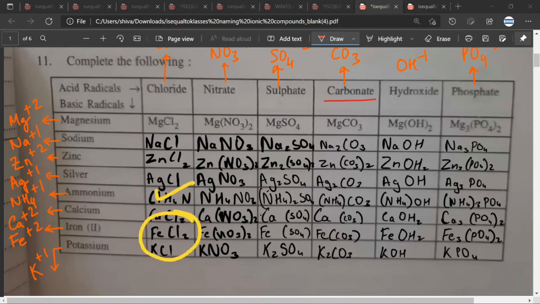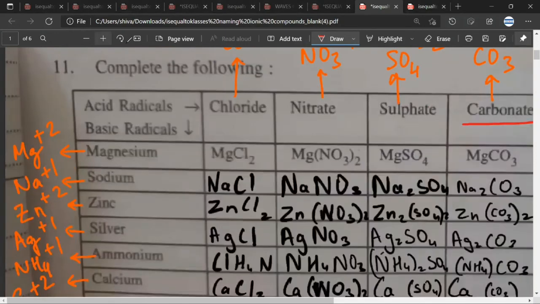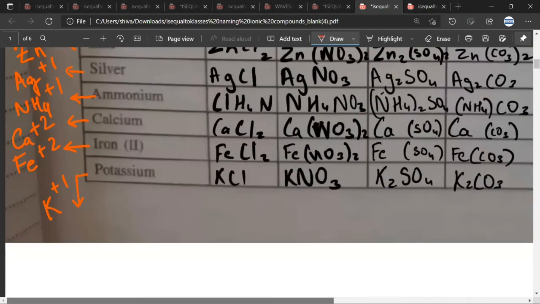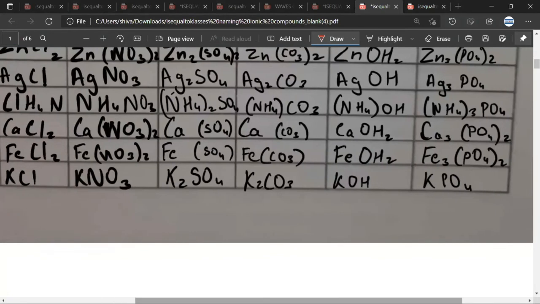FeCl2, correct. Fe(NO3)2, correct. Fe(SO4), correct or incorrect, Mr. Satya? So there shouldn't be the brackets. This is the only small thing that you need to take care of. In the final answer, there shouldn't be a bracket. So this has to be written as FeSO4.